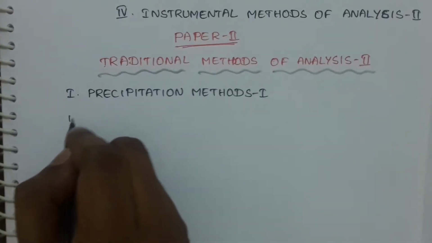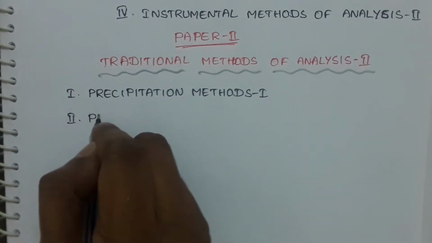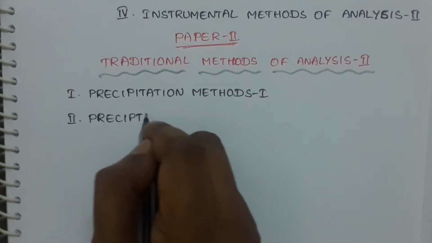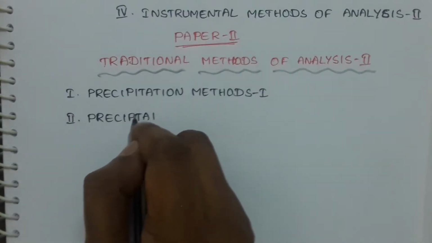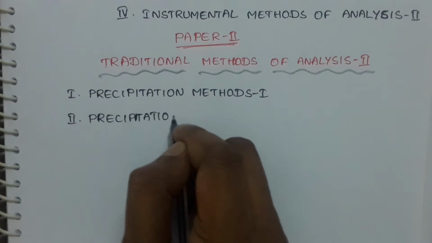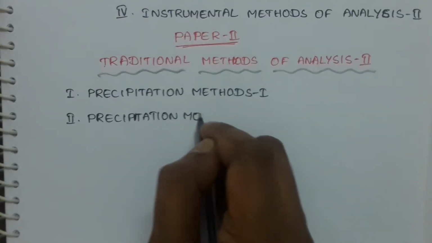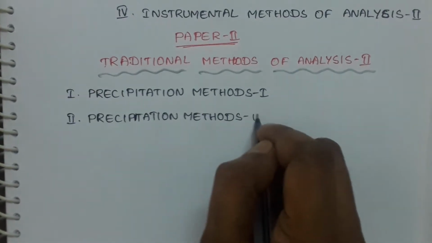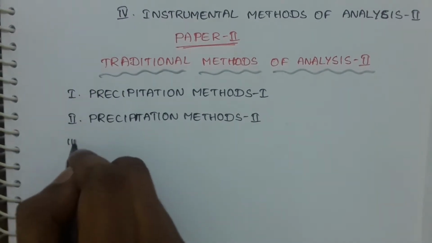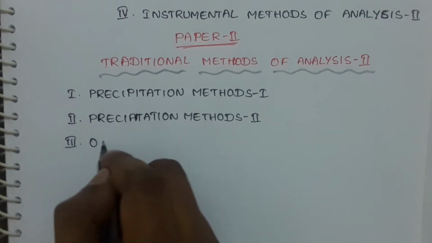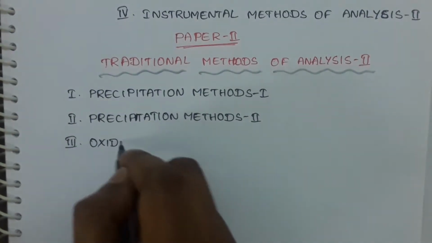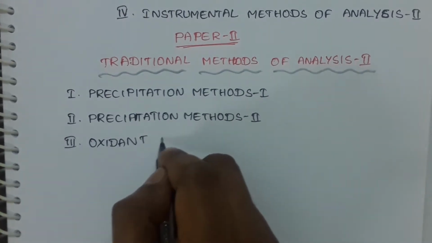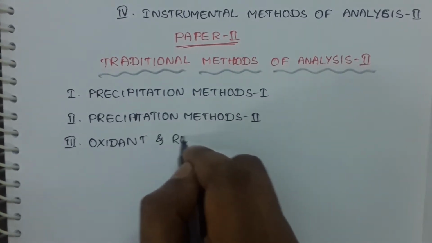Second unit is precipitation methods 2. And the third unit is oxidant and reductant systems, principles and applications in analysis.